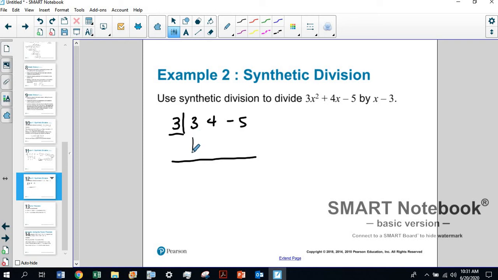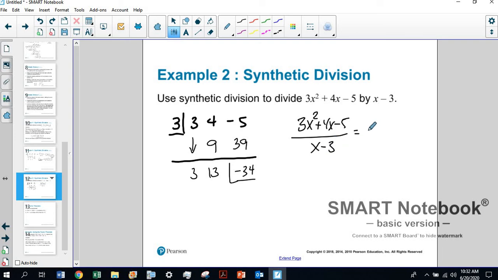Okay, so what do we do? We bring the 3 straight down. 3 times 3 is 9. We add 4 and 9, you get 13. 3 times 13 is 39. And so we get a remainder of negative 34. So if you divide 3x squared plus 4x minus 5 by x minus 3, you end up with 3x plus 13 minus 34 over x minus 3. Okay, that's all it is.